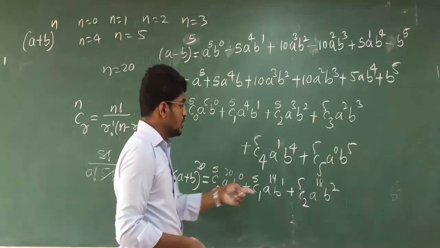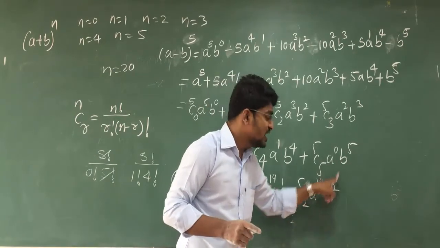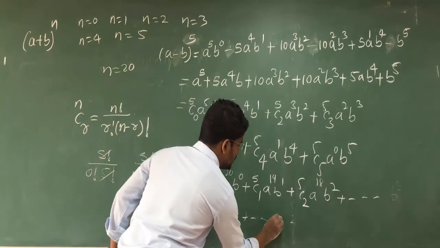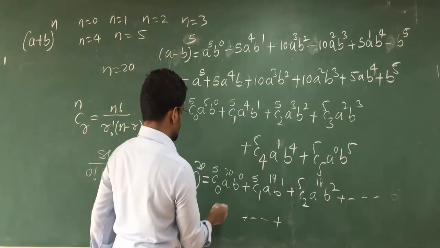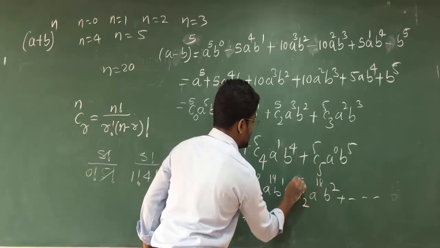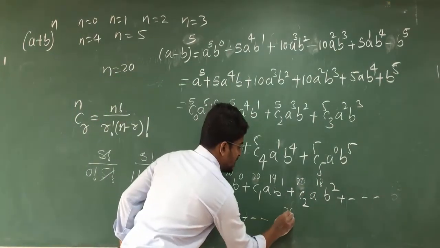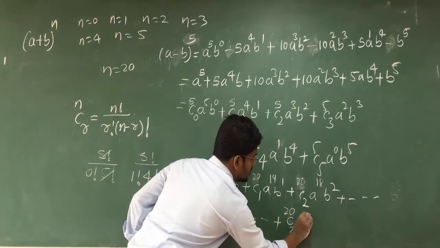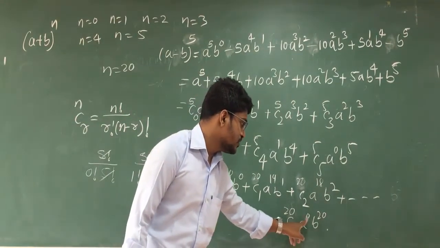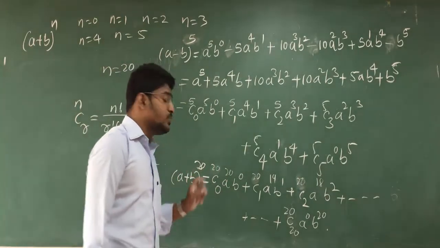Like this you have to decrease a power and increase b power, and continue it up to the end. Sorry, not 5C0, this is 20C0, 20C1, 20C2, because the n value is 20. Last term will be what? 20C20 a to the power of 0 b to the power of 20. So this is how you have to expand a plus b whole to the power of 20.